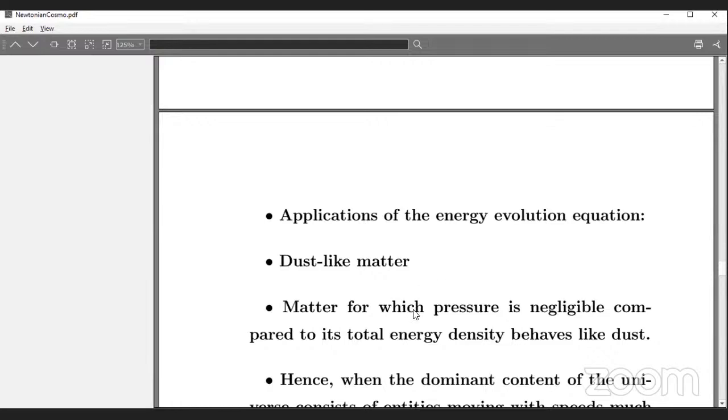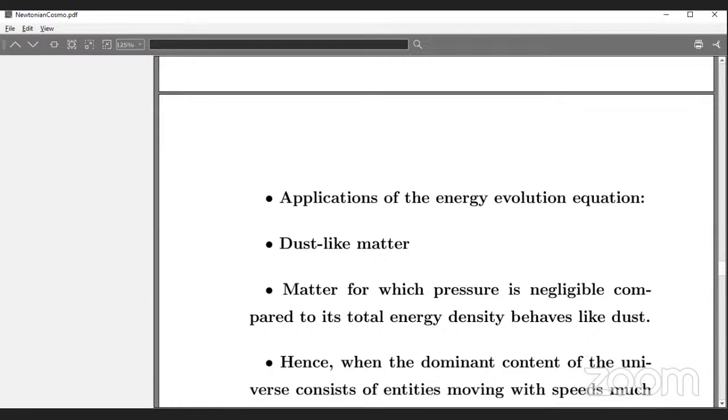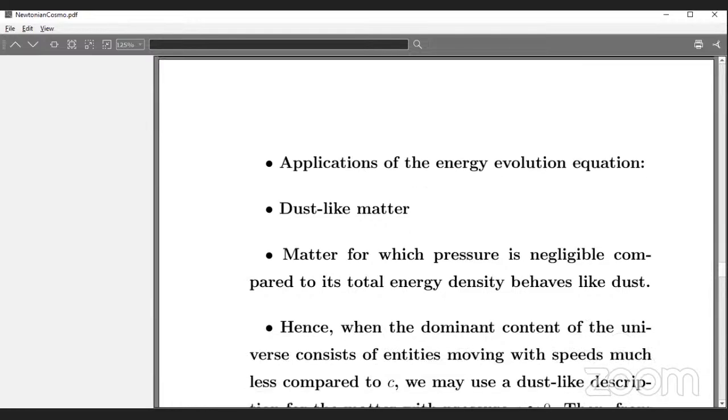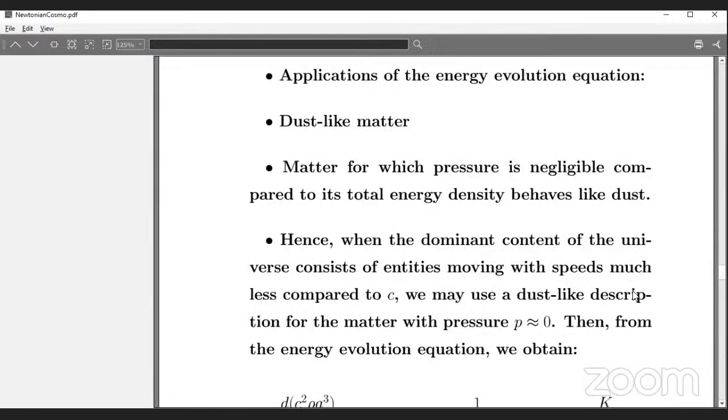So matter for which pressure is negligible compared to its total energy density is termed dust-like matter. So when the universe is in a state where the dominant content consists of entities with random speeds much less than the speed of light c, such entities behave like dust-like matter and their pressure can be approximately set to 0.